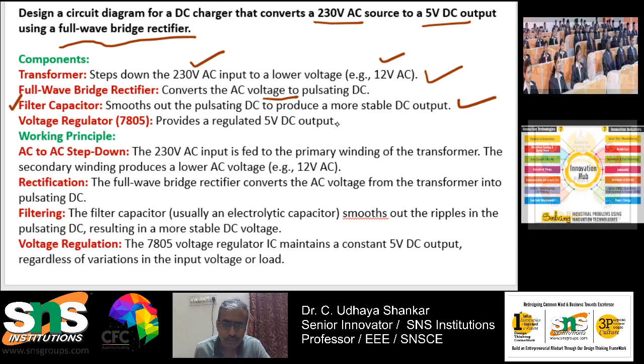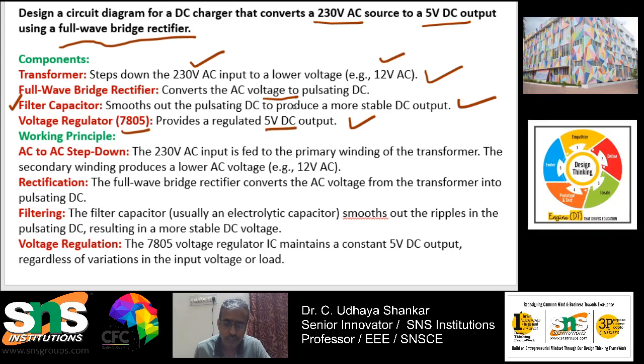And finally, we are using this regulator. Okay. This regulator is called the 7805 regulator. The use of this regulator is that whatever may be the change in input, the output voltage will always be maintained at 5 volt DC output. So, this is how you want to construct a full wave bridge rectifier using the above components. So, we need 4 different components.